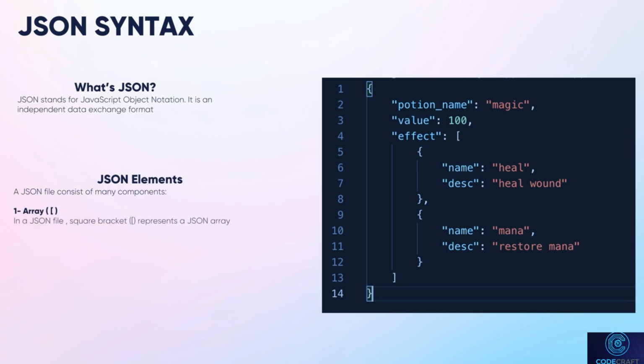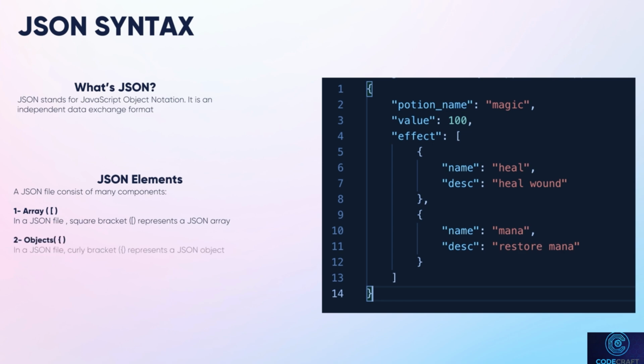The first element is the array. Array in JSON is an ordered list of values enclosed in square brackets. Arrays can contain values of any type, including strings, numbers, objects, arrays, booleans, and null.